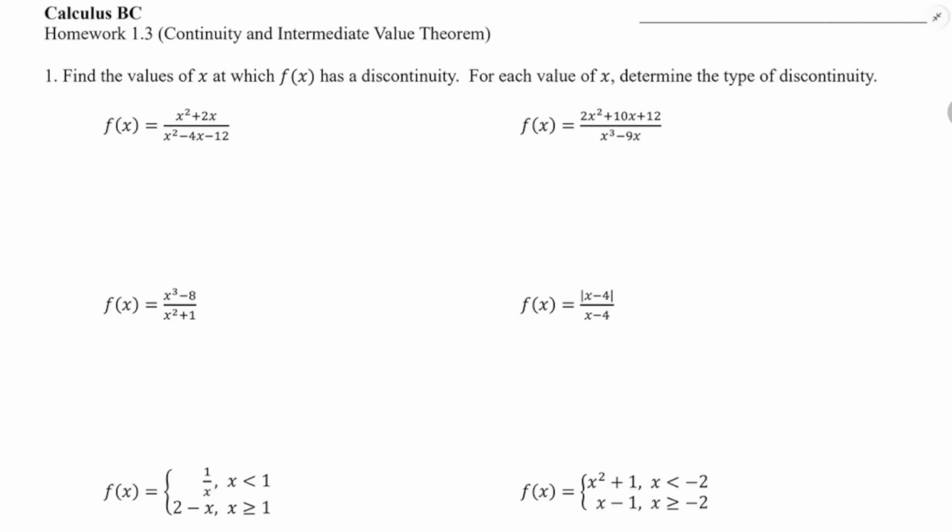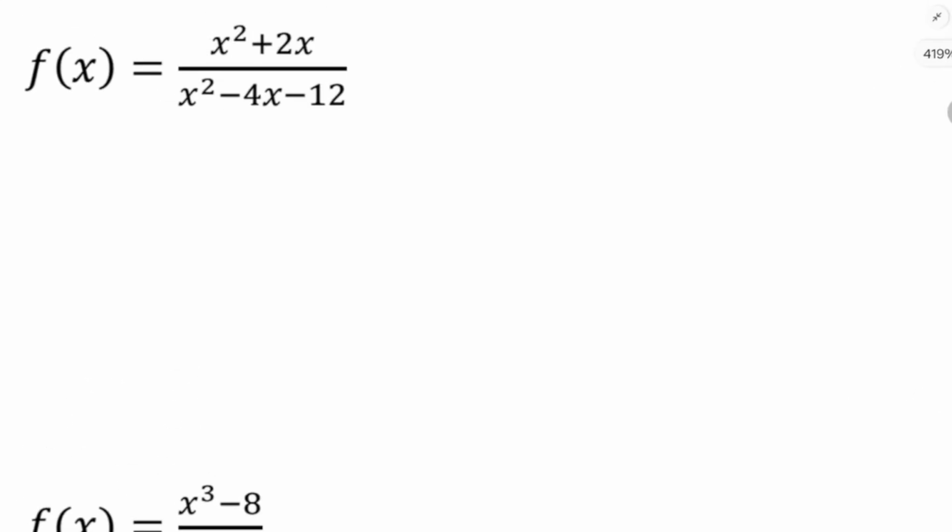In this video, I'm going to be working BC Homework 1.3, and it's mainly about the definition of a continuous function, where the value of the limit equals the value of the function at the particular x value. And the first set of problems we've got here is a very standard textbook question: find all the discontinuities and determine the types of each discontinuity. Okay, so that would be removable versus non-removable.